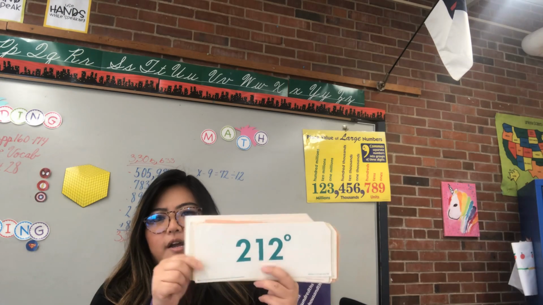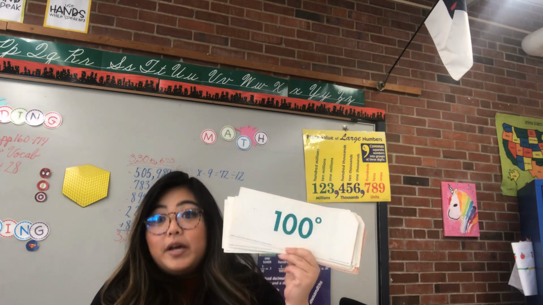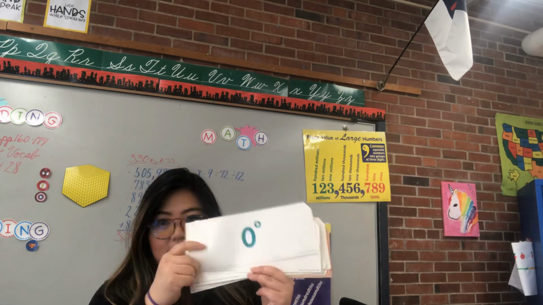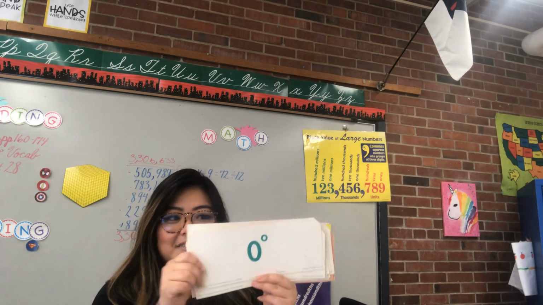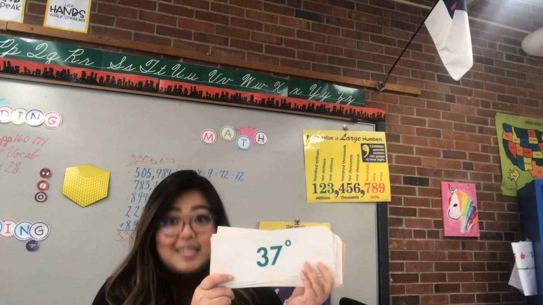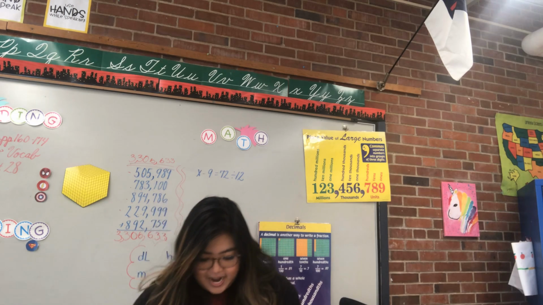All right, what is this temperature? Boiling point of water, Fahrenheit. Freezing point of water, Fahrenheit. Boiling point of water, Celsius. Freezing point of water, Celsius. Normal body temperature, Celsius. And normal body temperature, Fahrenheit.